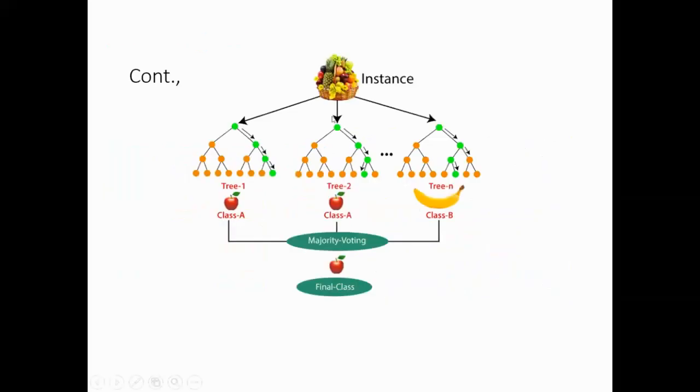For example, here, this is the food basket with all the instances. First k data sets are picked, and for each one, a decision tree is generated, so n decision trees in total. For the unseen data, tree 1 gives class A, tree 2 also gives class A, but tree n gives class B. Out of this, majority voting is applied, and that becomes the final class.